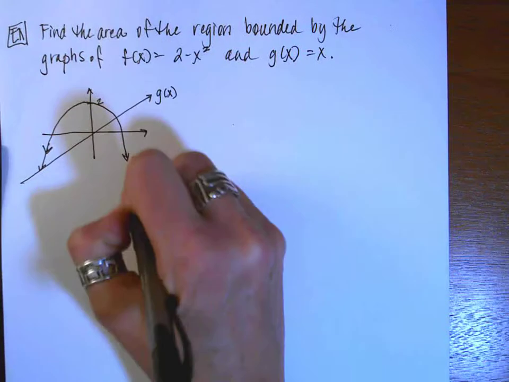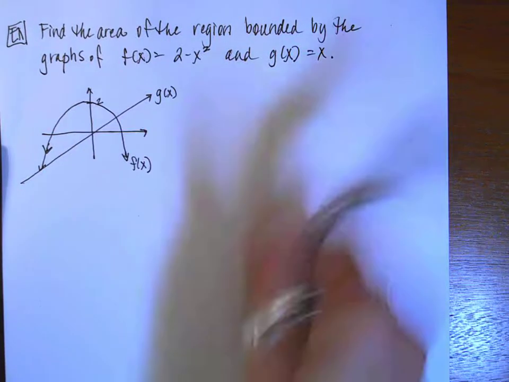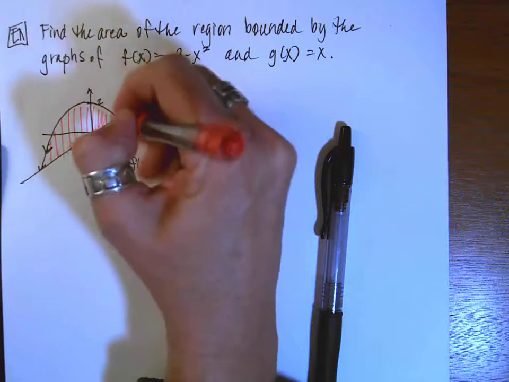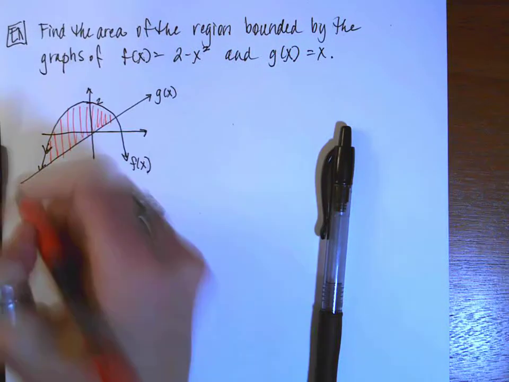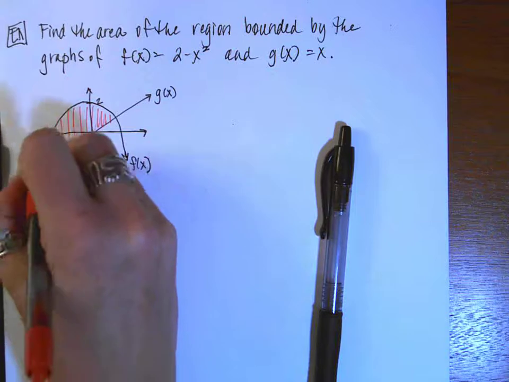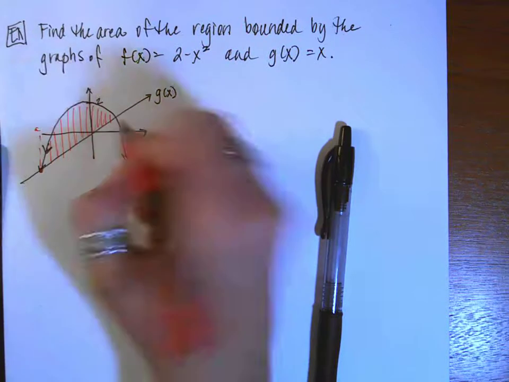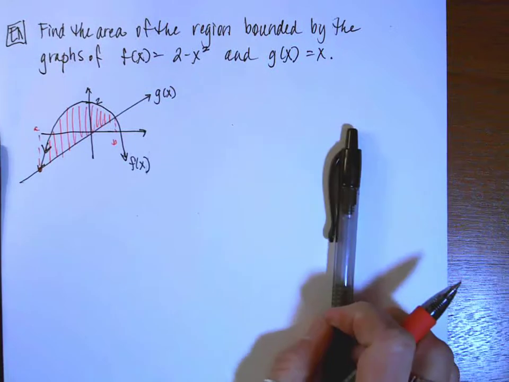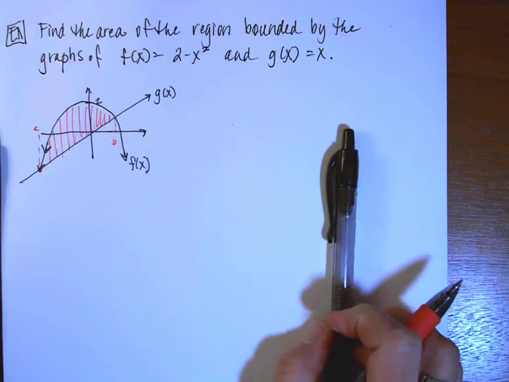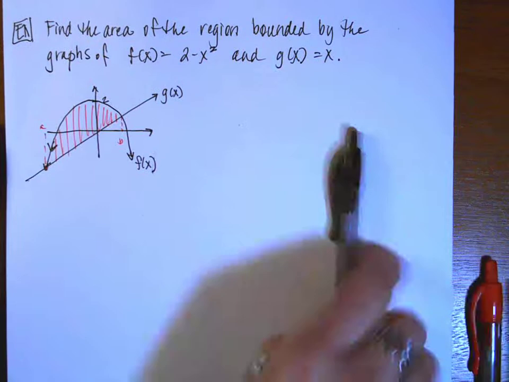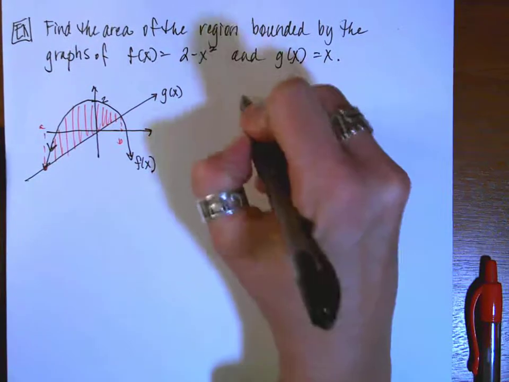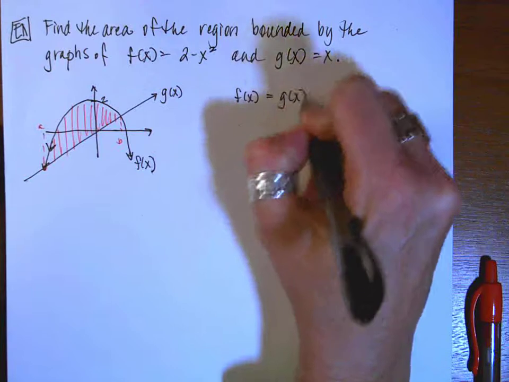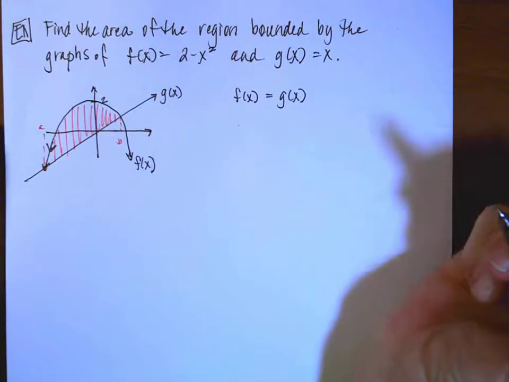So this is g of x, this is f of x, and I want to find the area of the region between the two curves. And so I'm going to integrate, this is a, that's that point of intersection, and then this is b, and I'm going to integrate from a to b. So I need to figure out where those two graphs run into each other, and that happens where f of x is equal to g of x.